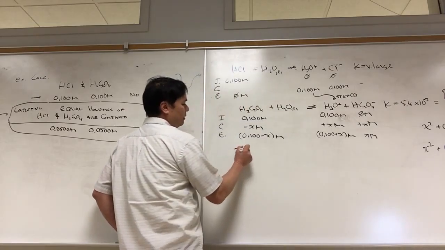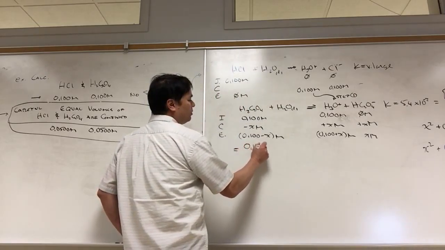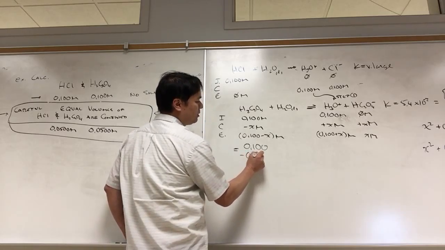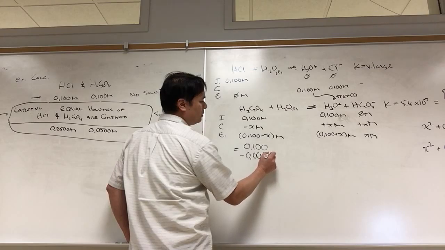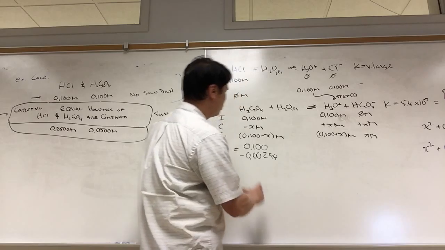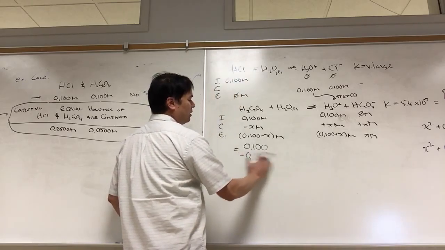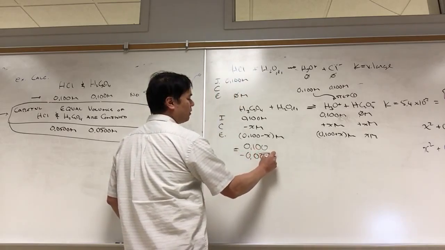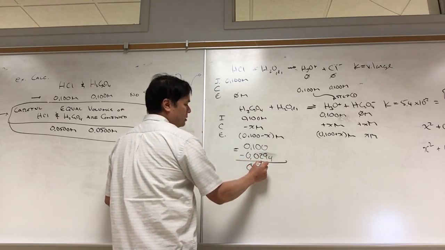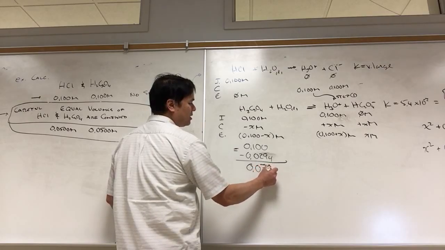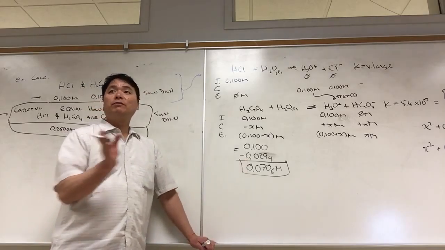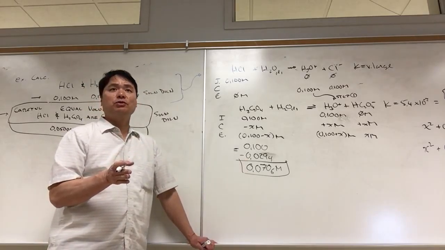And so this is going to be 0.100 minus 0.00294. Is that right? Oh, times 10 to the minus 2, not 10 to the minus 3. So 0.0294, which is going to give us 0.0706 molar. So in other words, we have 29.4% reaction for hydrolysis in step 2.